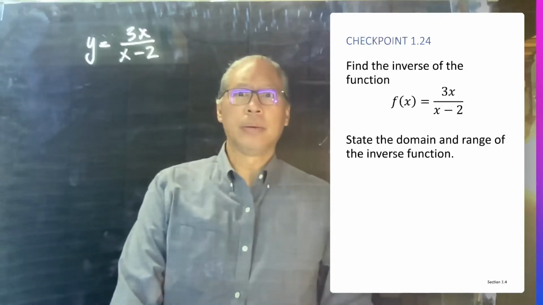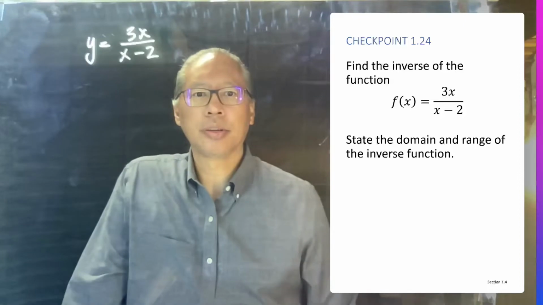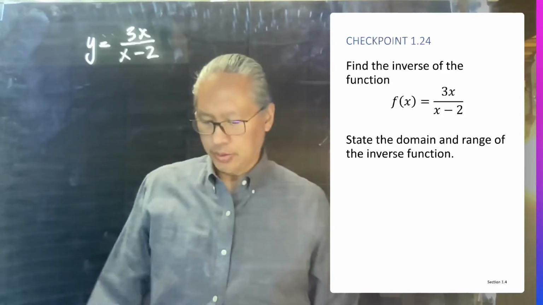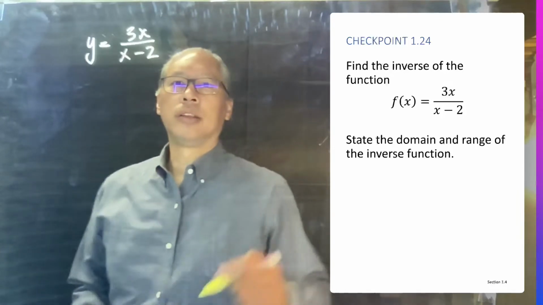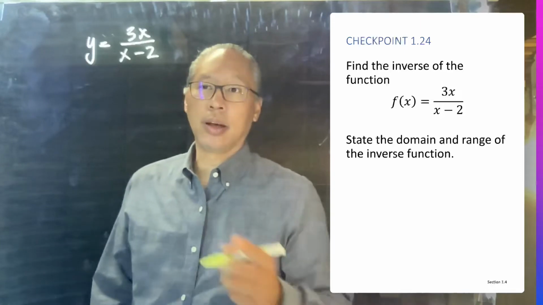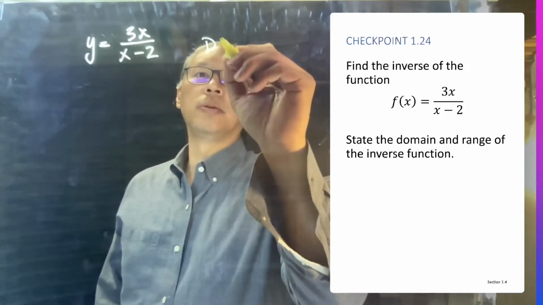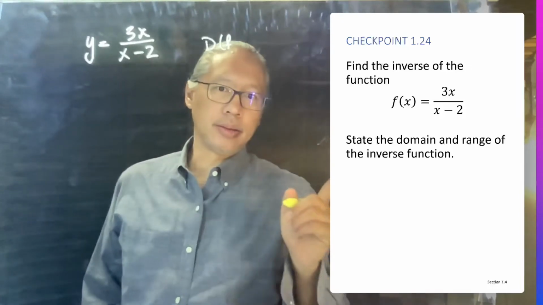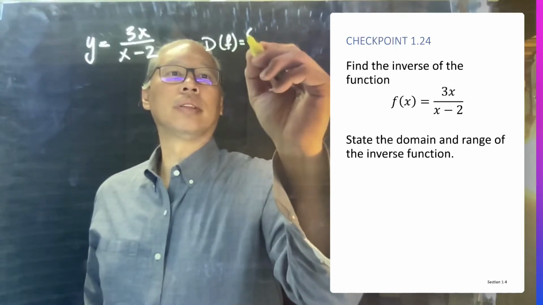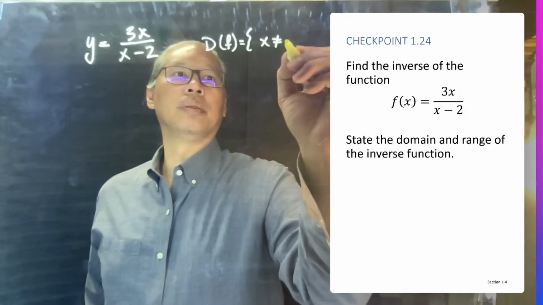In this checkpoint, they want us to find the inverse function and find the domain and range. So let's first identify the domain here, because that's quite easy, because all we have to do is take a look at the denominator, and we can't have the denominator equal to 0. So let's say domain of f, and this f function is going to be the set of real numbers such that x is not equal to 2.